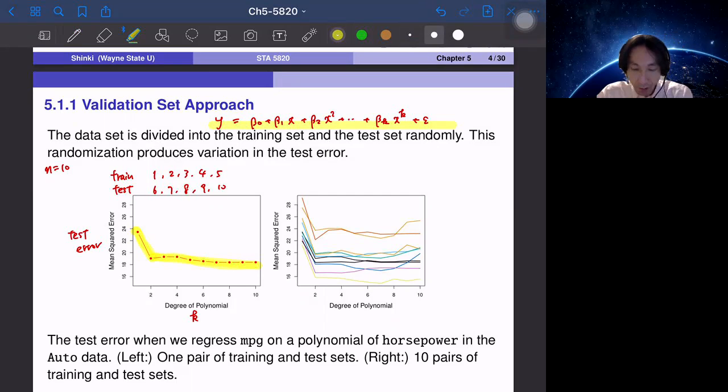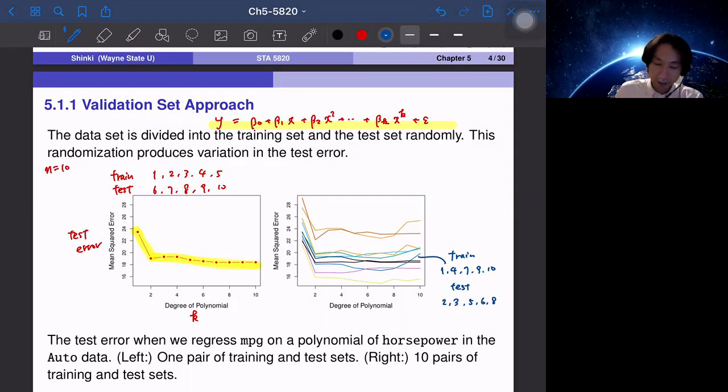But if we use different training and test sets, the situation is different. Suppose that we have a different data set, so maybe the training set is the first observation, the fourth, the seventh, the ninth and the 10th. And the test data set is maybe the second, third, fifth, sixth and eighth. Then we have different estimated parameters and a different test error size. So in this case, it's much different from this path.